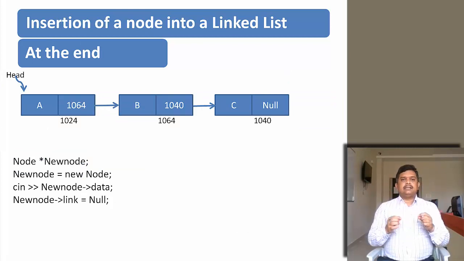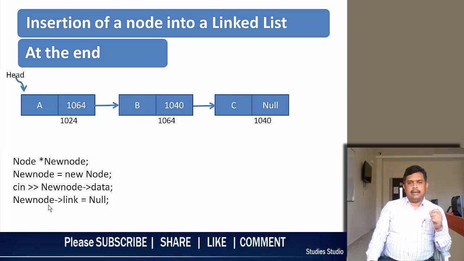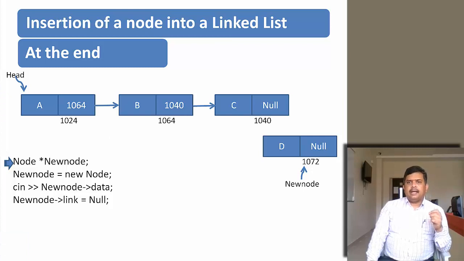Let us try to understand if I want to add my new node at the end of the list. So I am creating a new node and I am putting some data into it, and I am creating the link of the new node to be null. Like this, let us say a node is created, the data it is containing is D, its link is null, and the memory where it is associated is 1072.